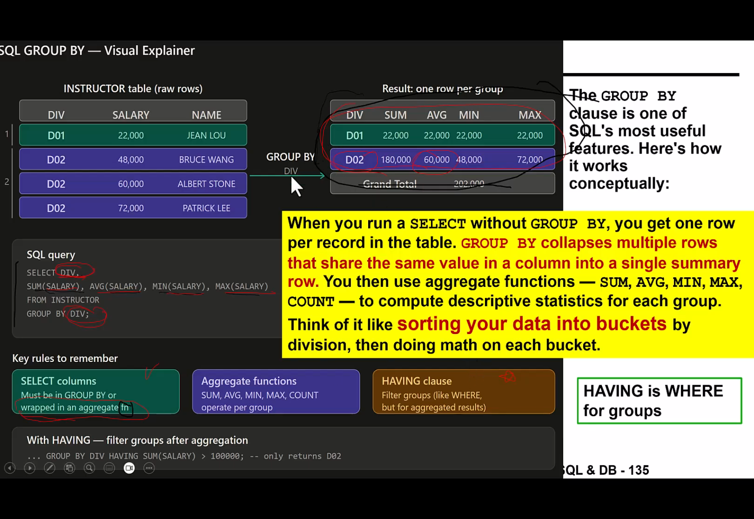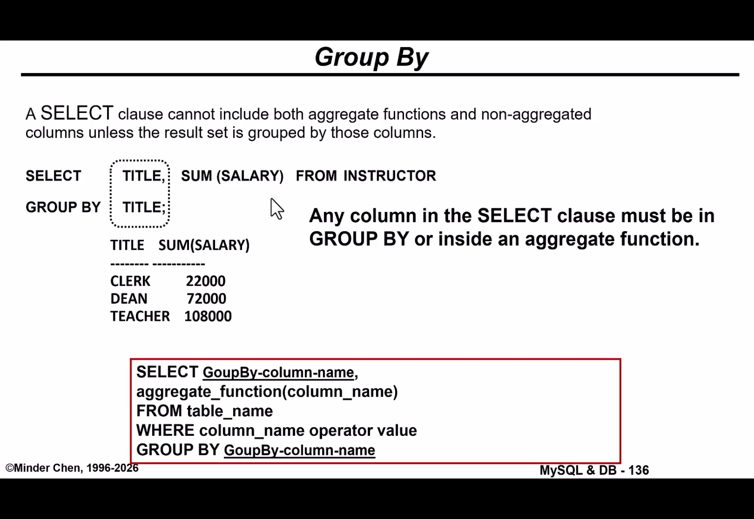So we'll discuss group by and having one at a time. To reiterate what we just mentioned, you will see that any column in the select with group by, that column without an aggregate function has to be in the group by, like title here. So this select statement: select title, aggregate function sum, salary from instructor table, group by title.